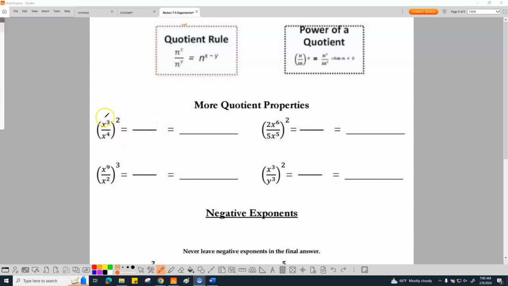Now, PEMDAS still applies here. That's parentheses, exponents. We're going to first start by simplifying our exponents as much as we possibly can. So this is how this works. X to the third over x to the fourth.